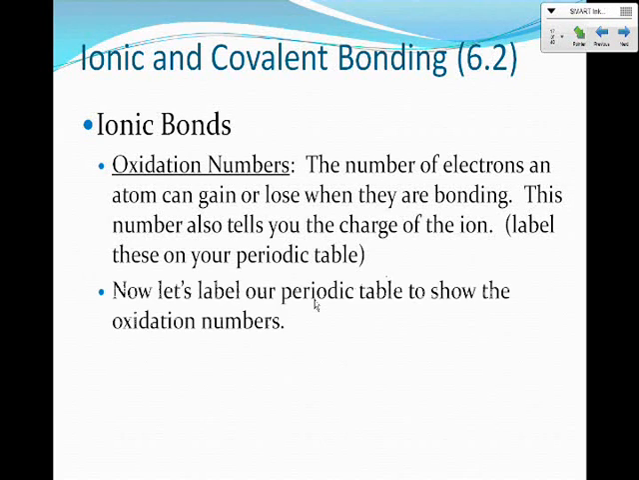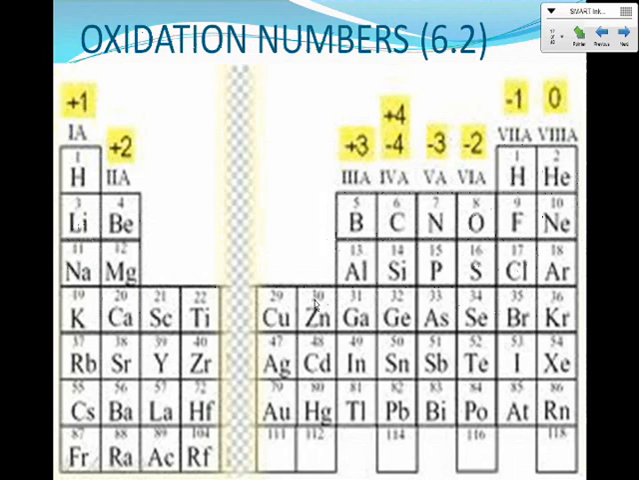Now let's label these in our periodic table. So make sure you go ahead and get your periodic table out. And here's an example. The hydrogen family, or the alkali metals family, has a +1 charge because all of those have one valence electron and they want to give it away. So they have a +1 charge. The second column, which is alkaline earth metals, is a +2 charge or oxidation number because they have 2 valence electrons and they want to give those 2 away. And so on and so forth.